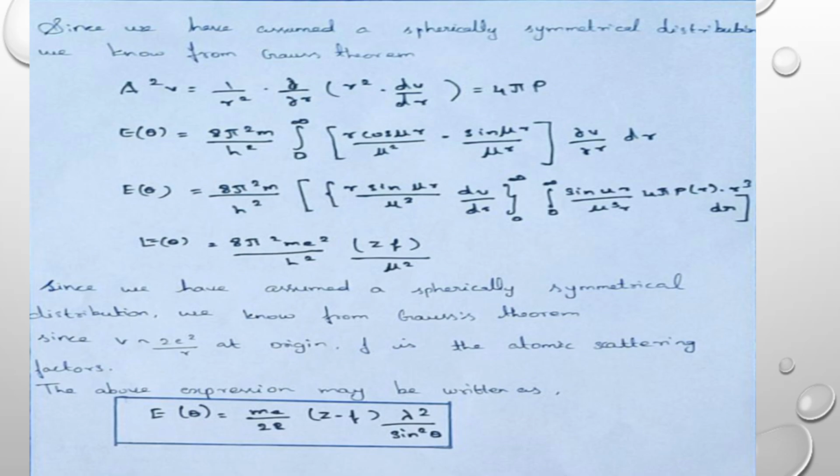Since we have assumed a symmetrical distribution, we know from Gauss's theorem that V is equal to 2 e square by r at the origin. If f is the atomic scattering factor, the atom's expression may be written as E naught E theta is equal to m e square by 2 h Z minus f lambda square by sin square theta.